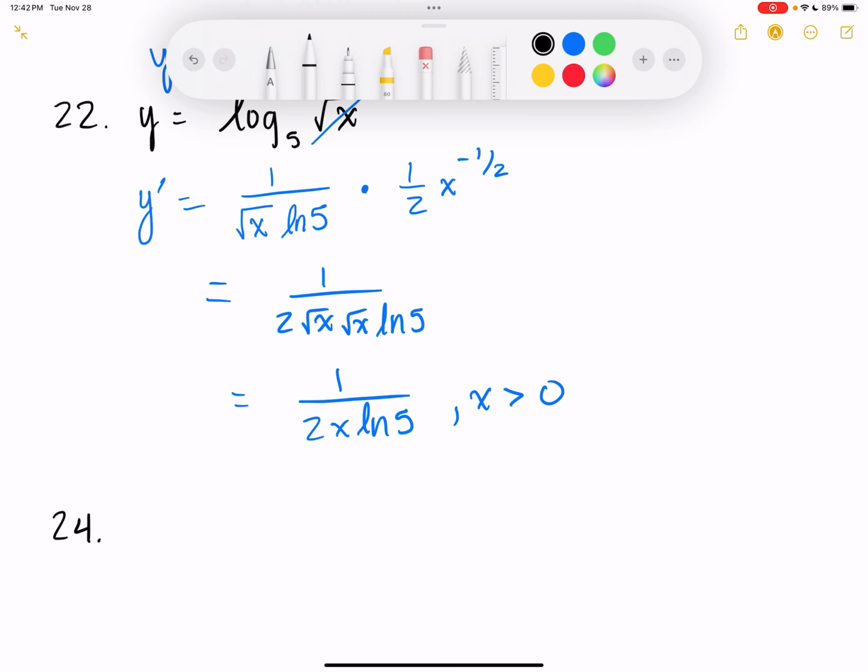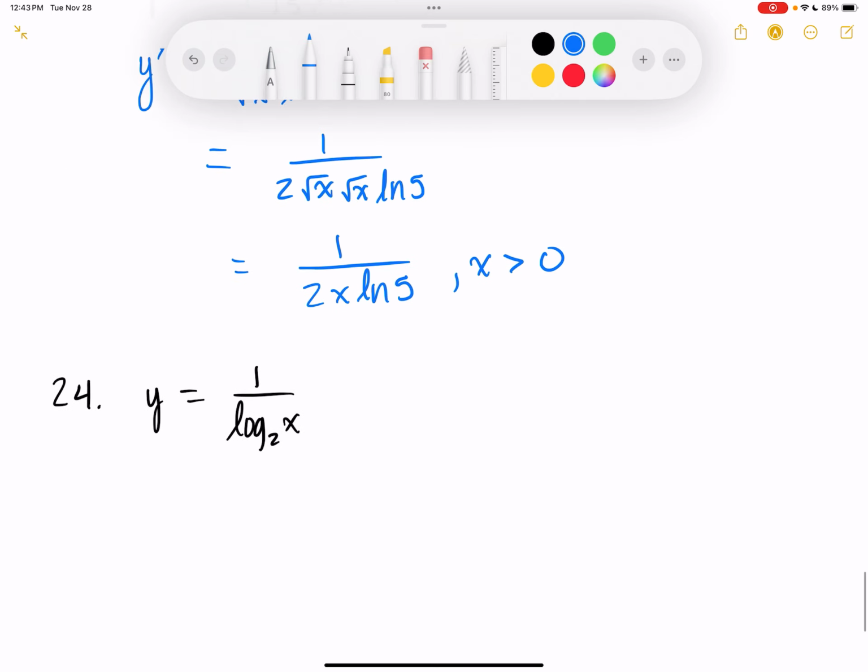24. Y equals 1 over log base 2 of x. Can we rewrite it? No. So I can do quotient rule? Quotient rule. I was gonna do 1 over, 1 over.